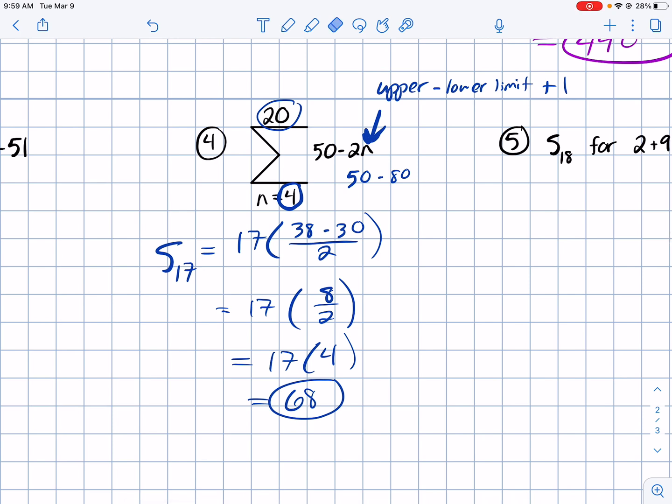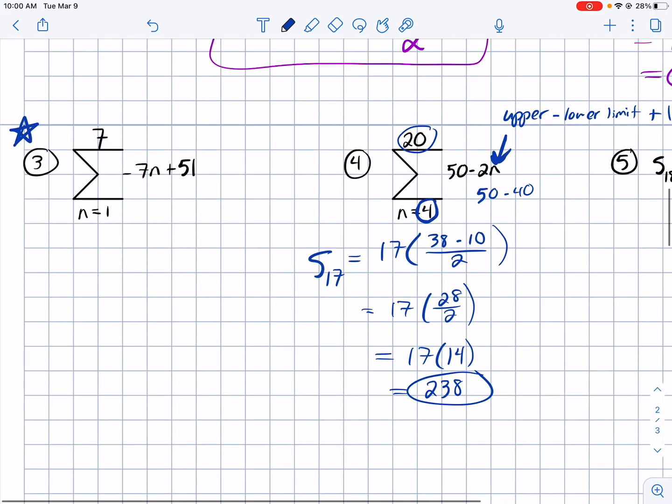Sorry, let's fix something really quick. Sorry about that. Really quick fix here. I don't really know why I put 80. 20 times 2 is 40, which gives us a 10 here. There we go, that looks better. Something was looking a little off. So we would have 38 minus our 10, which is 28, divided by 2, which gives us our 14 times 17 for a total of 238. There we go, much better.